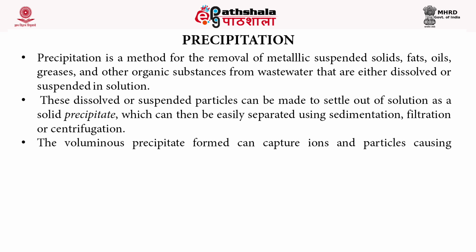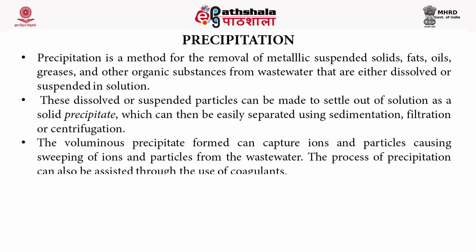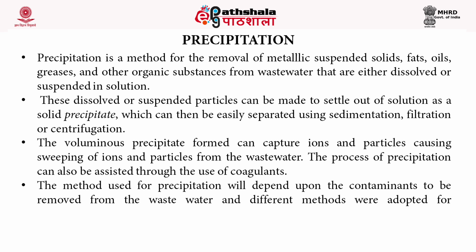The voluminous precipitate formed can capture the ions and particles, causing the sweeping of these ions and particles from the wastewater. And the process of precipitation can also be assisted through the use of coagulants. The method used for precipitation will depend upon the contaminants to be removed from the wastewater. Different methods are adopted for precipitation and they are described below.